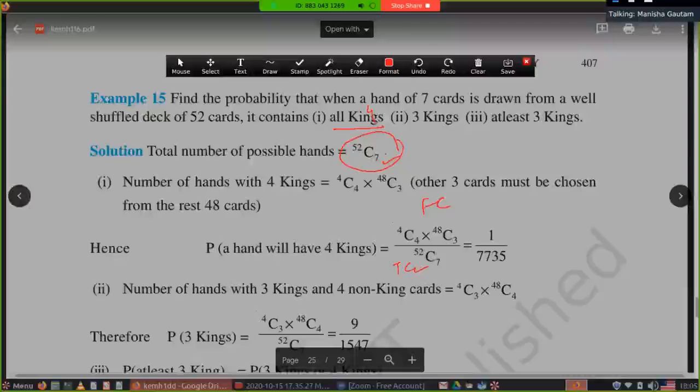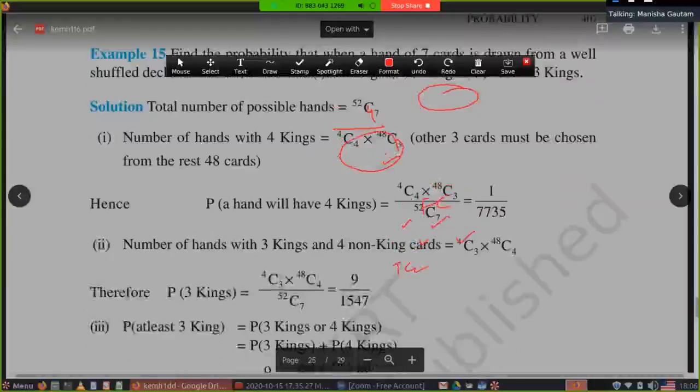Favorable cases: a total of 7 cards are required, and you have to take all kings. It means 4C4. All kings you have to take. Out of 4, you have to pick all 4. How many are left? 3 cards are still left to take out of 48. 4 already you have used. Out of 48, you have to take now 3 cards. This is the case when all kings you have chosen.